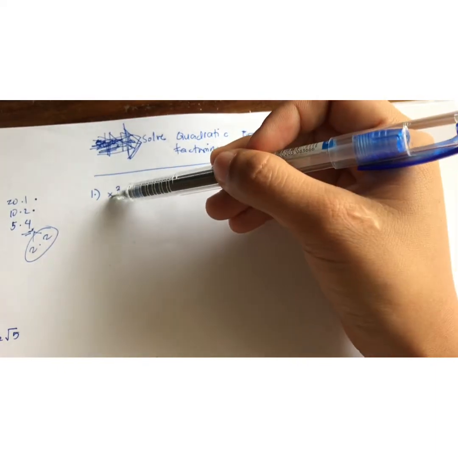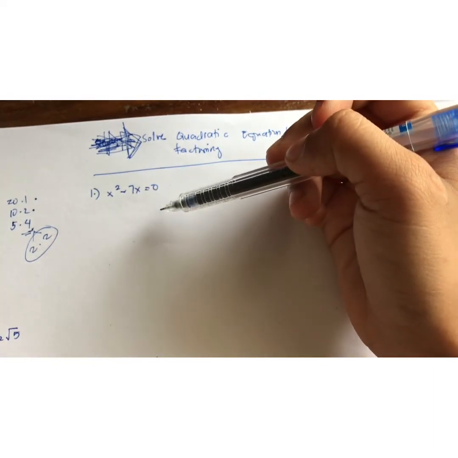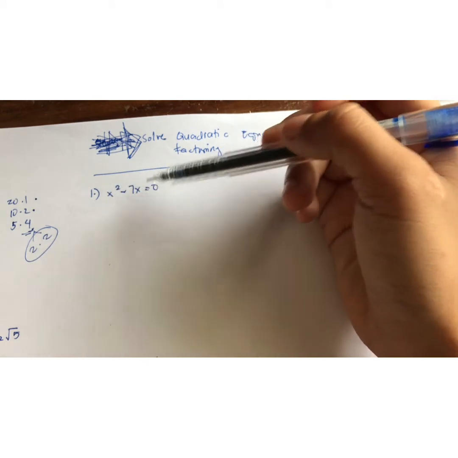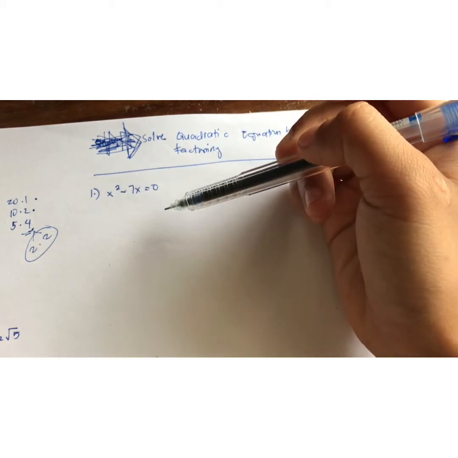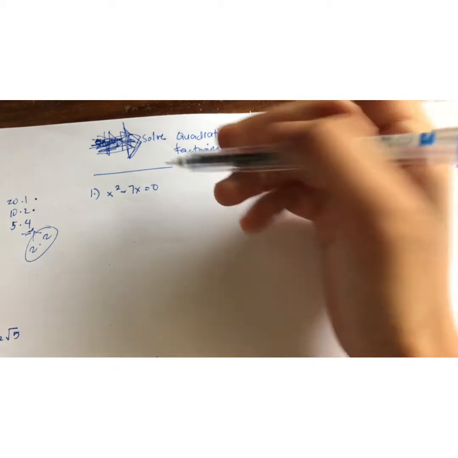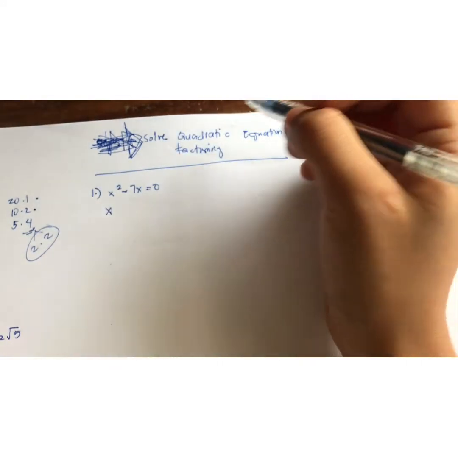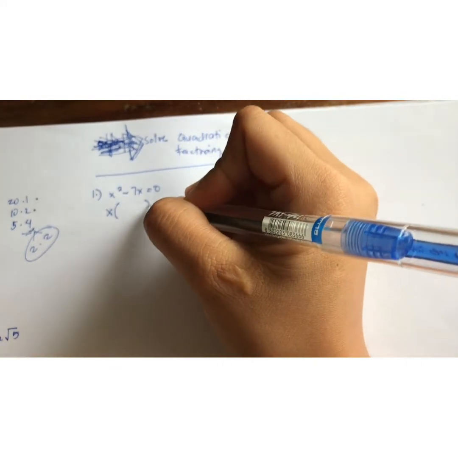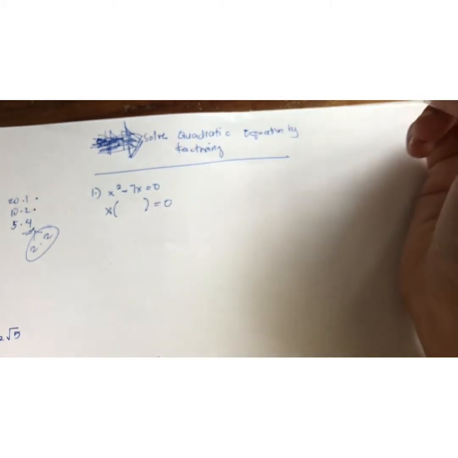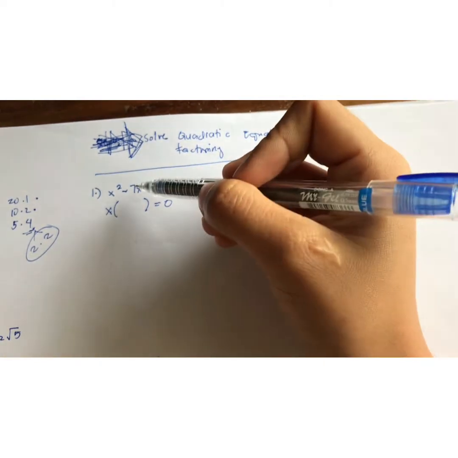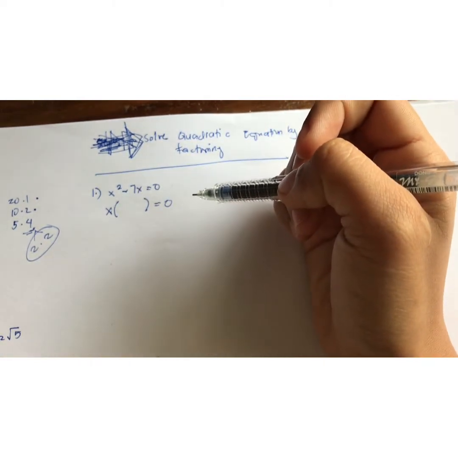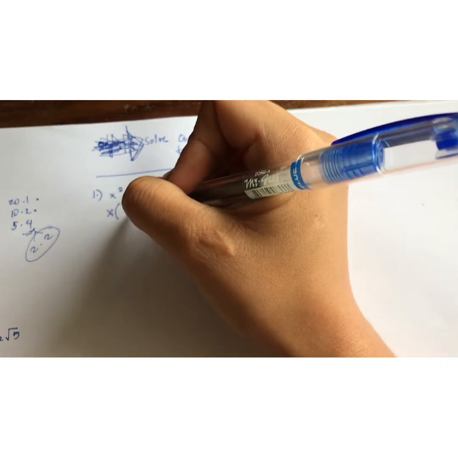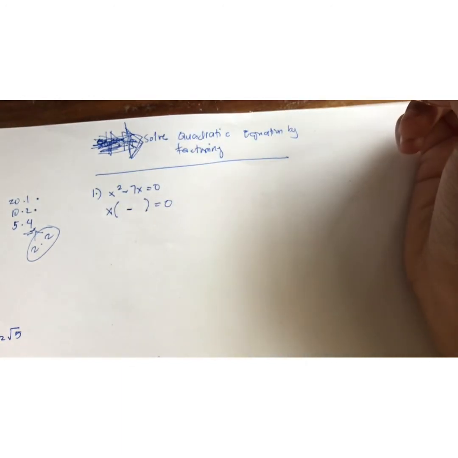So may common x squared minus 7x. Ang x squared o 7x, umay kaparihas nila duha. X, right? So, ipagawas nato si x, and then we have in here equals 0. So, the middle operation is minus or subtraction. So, we have to write that one inside.